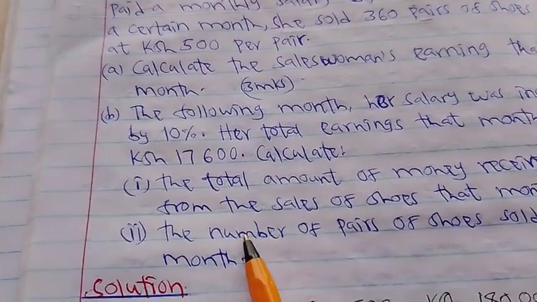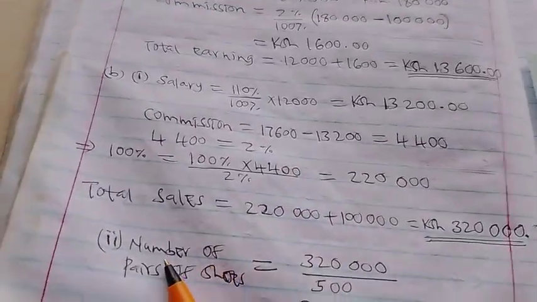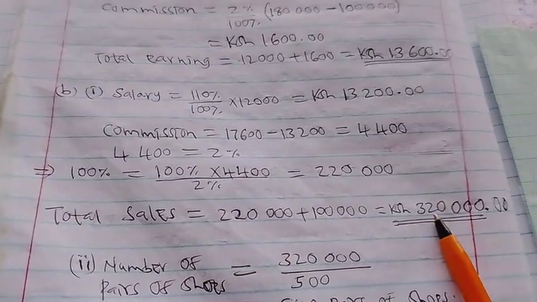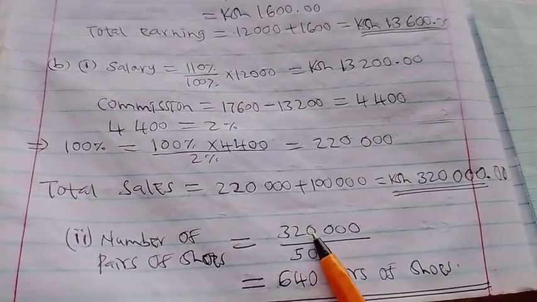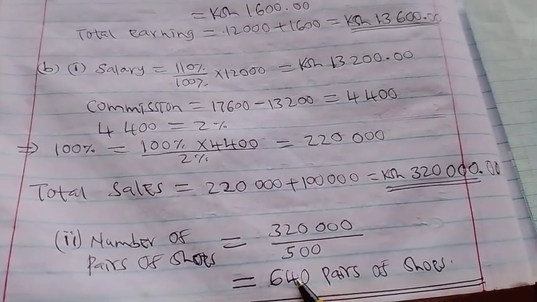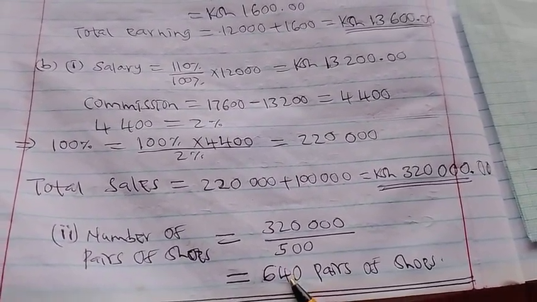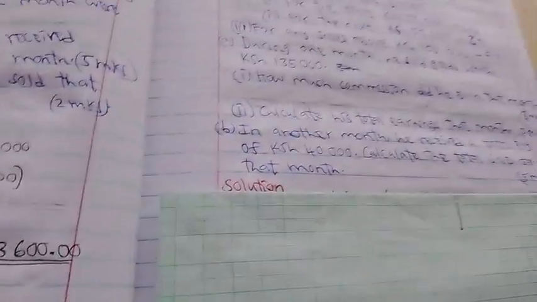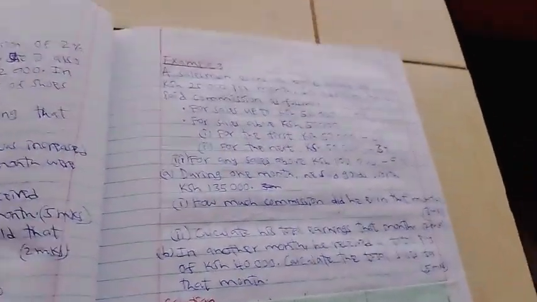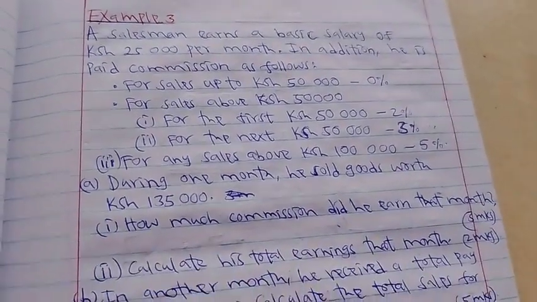Part 2 of B, the number of pairs of shoes sold that month. Now, we are told that a pair of shoes was costing 500 shillings and total sales were 320,000 shillings. Therefore, the number of pairs of shoes equals total sales over the price per pair, that is 640 pairs of shoes. That question has been set in one of the KCSE exams, therefore it is from KCSE questions.